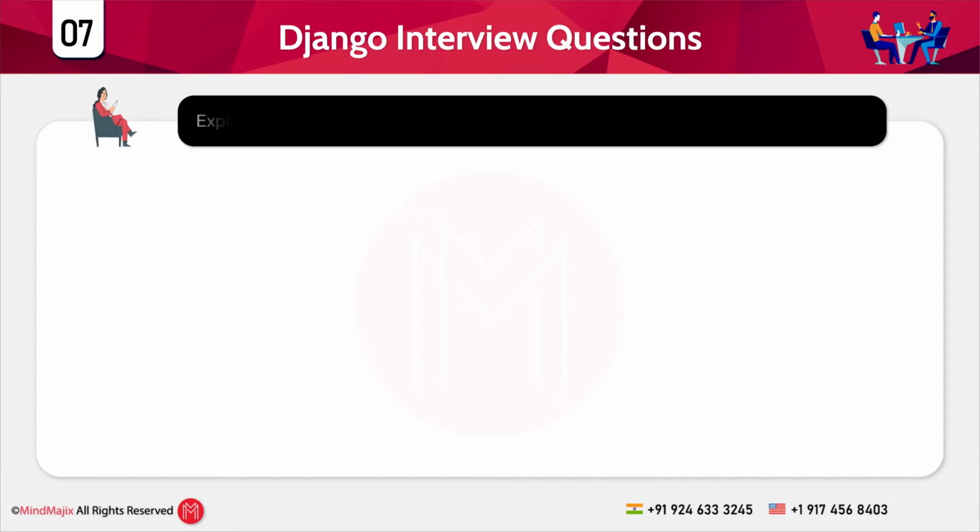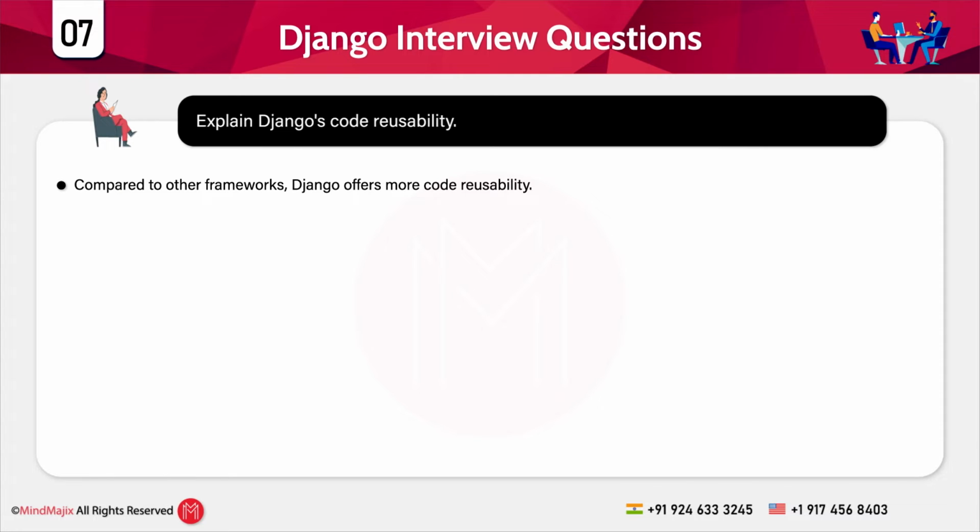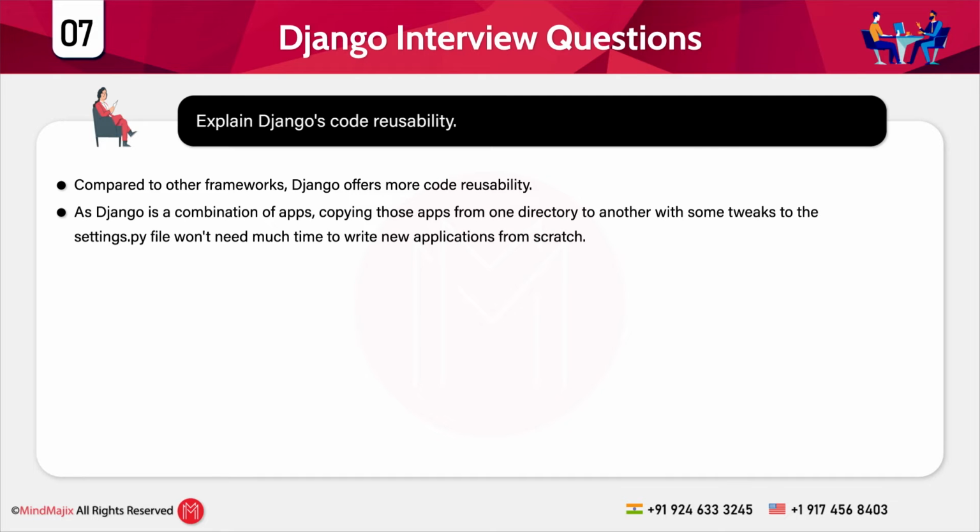The next question is, explain Django's code reusability. Compared to other frameworks, Django offers more code reusability. As Django is a combination of applications, copying those apps from one directory to another with some tweaks to the settings.py file won't need much time compared to writing new applications from scratch. That is the reason why Django is a rapid development framework, and this kind of code reusability is not allowed in any other frameworks.